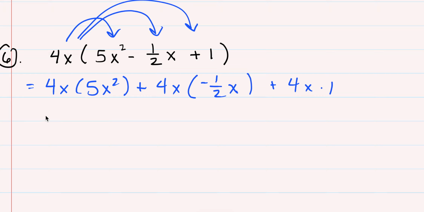Here I'm going to multiply the numbers together. I get 4 times 5 is 20. This x has a power of 1, so 1 plus 2 is 3. Then I have 4, so I have a positive number times a negative, which will make this overall a negative. Then 4 divided by 2 is 2. And here I have x to the 1, x to the 1, so that makes x squared. And then this is just 4x.